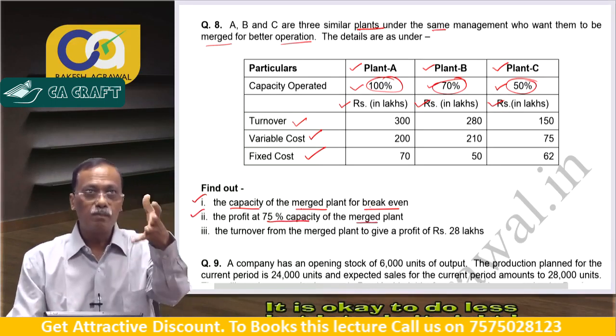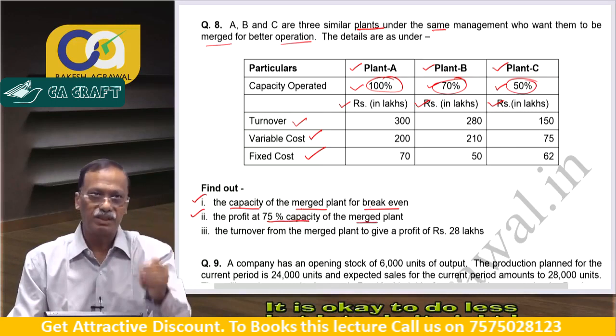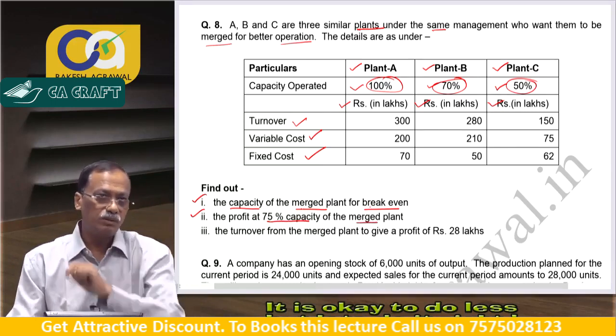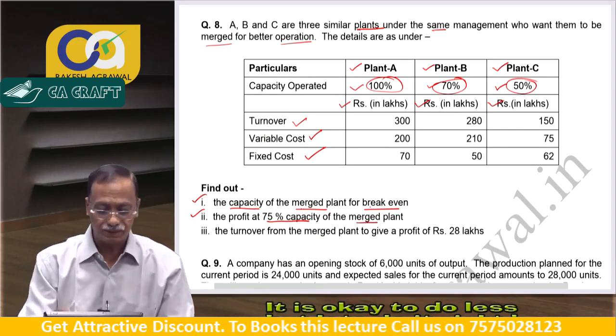Second question is the profit at 75% capacity of the merged plant. Suppose your merged plant operates at 75% capacity, then how much profit do you expect?